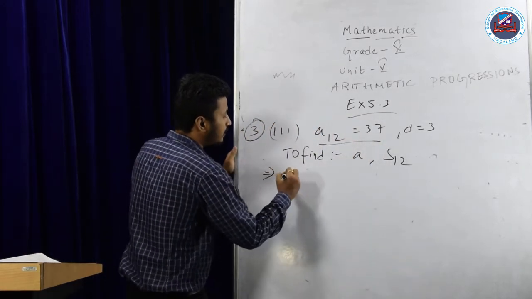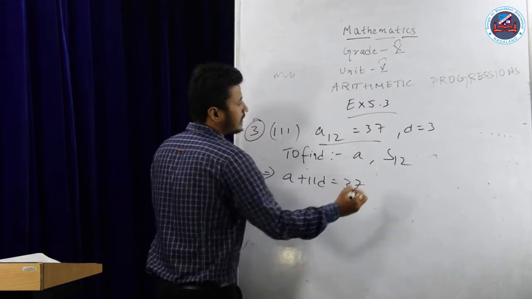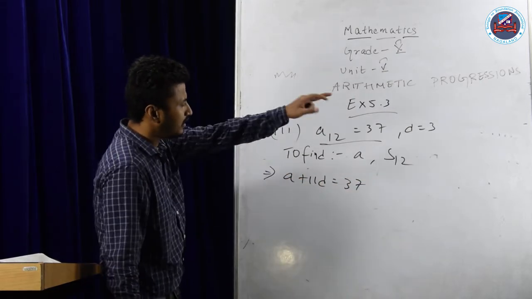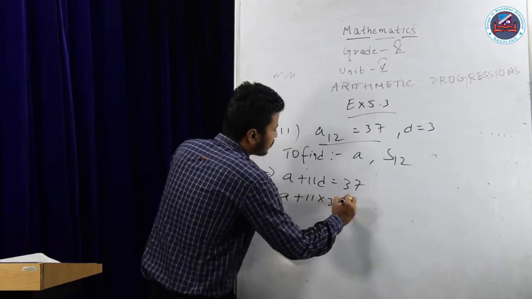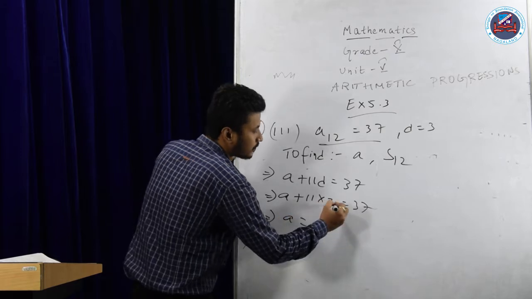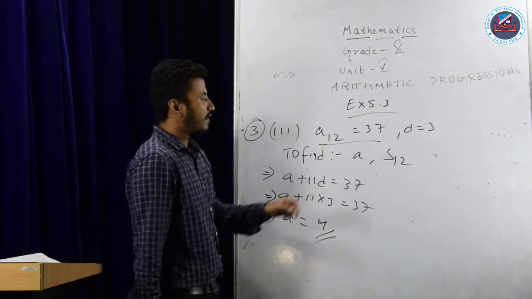Open A12 first. A12 can be written as A plus 11D equals to 37. Can I write like this? Yes. In place of D, put 3. A plus 11 into 3 equals to 37. What will the A value be? A value will come 4. This is the value of A. Directly find out S12.